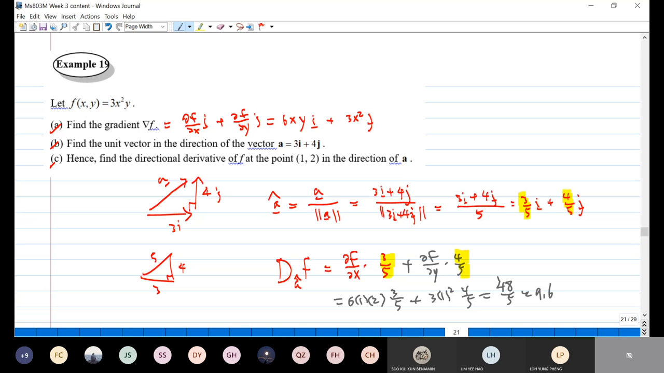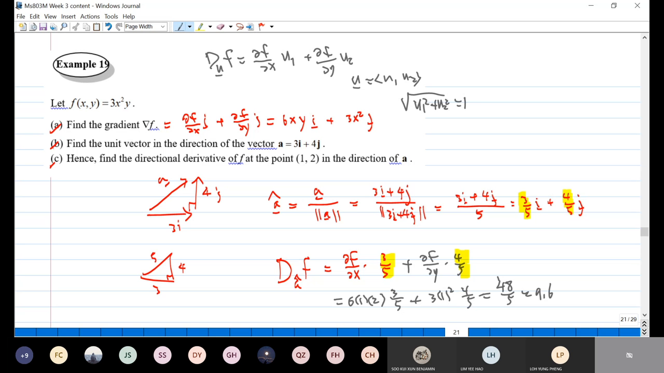Okay, so remember, the rate of change of f in the direction of u is the partial derivative with respect to x times u1, plus the partial derivative with respect to y times u2. u is actually (u1, u2), where u1 squared plus u2 squared must be 1. So this is example 19 about the rate of change of the function in that direction.